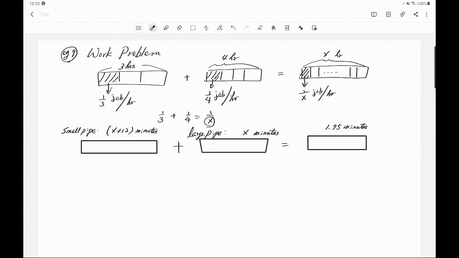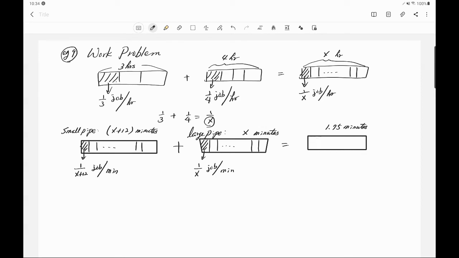So using the example above, we can divide this piece into X pieces. Each piece represents 1/X of the total job, so 1/X job will be done per minute. Even this one, we separate this into how many pieces? X plus 12 pieces, so this will be 1/(X plus 12). Each piece will be done per minute.